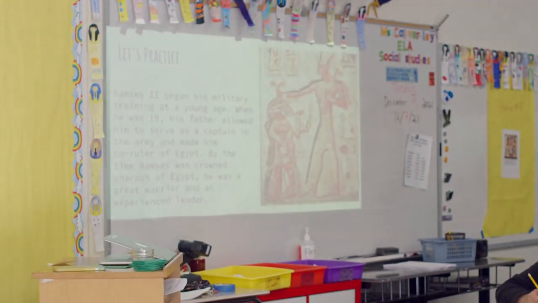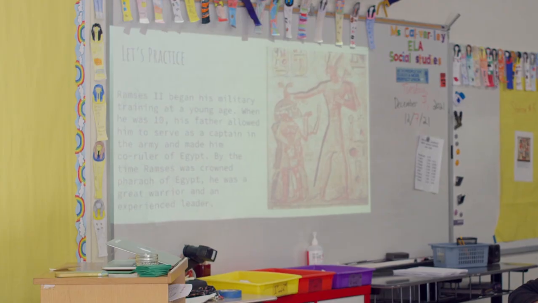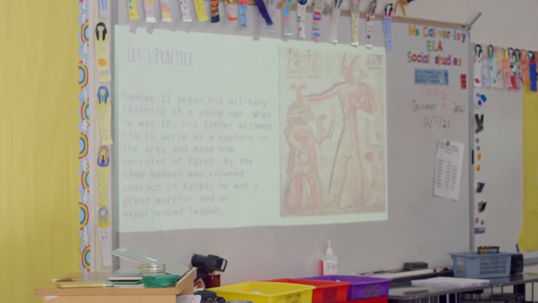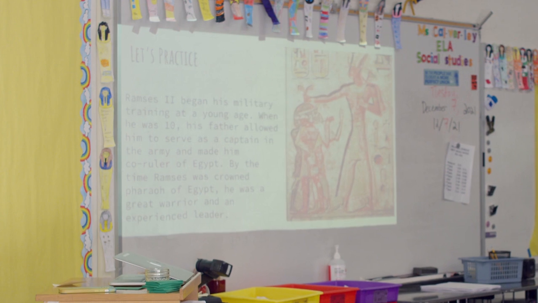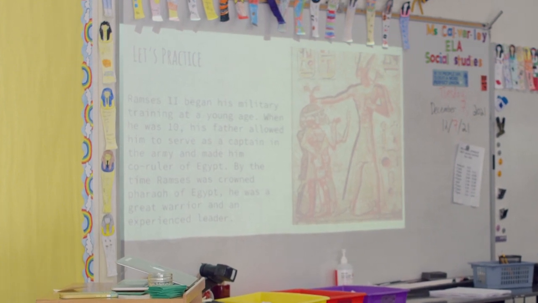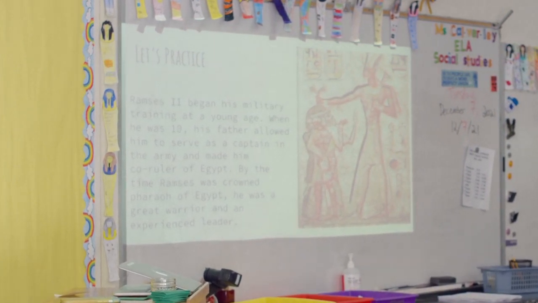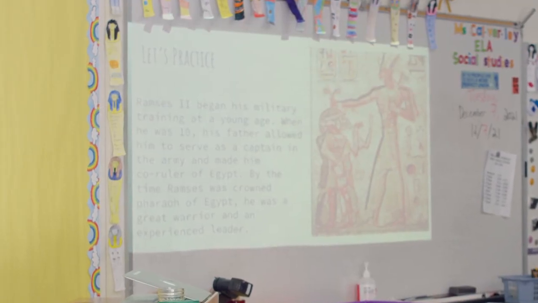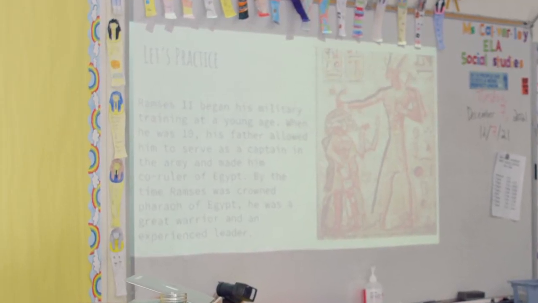Ramses II began his military training at a young age. When he was 10, his father allowed him to serve as a captain in the army and made him co-ruler of Egypt. By the time Ramses was crowned Pharaoh of Egypt, he was a great warrior and an experienced leader.